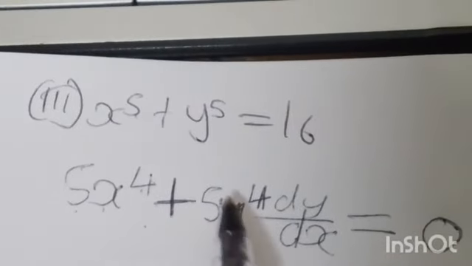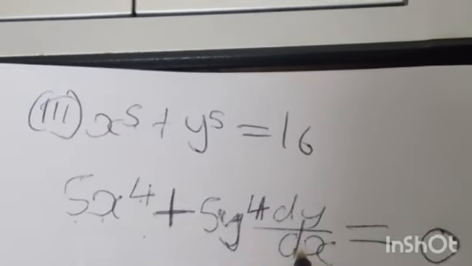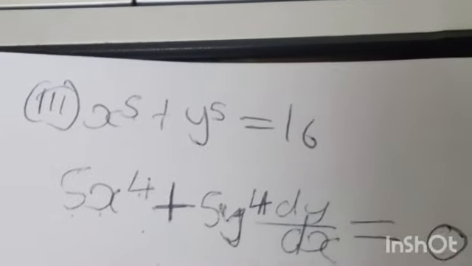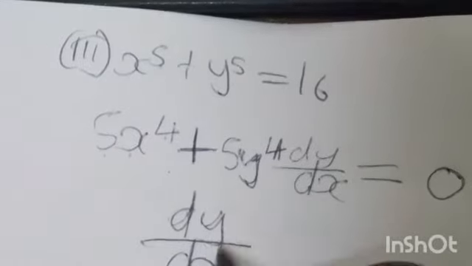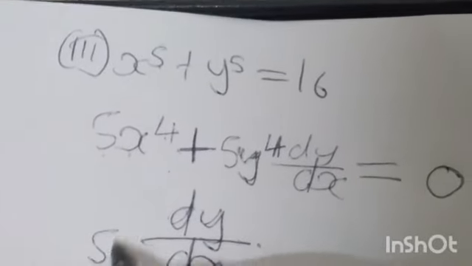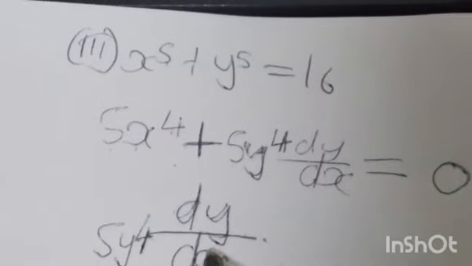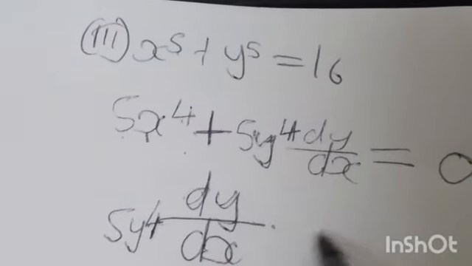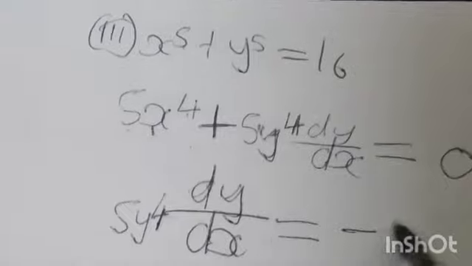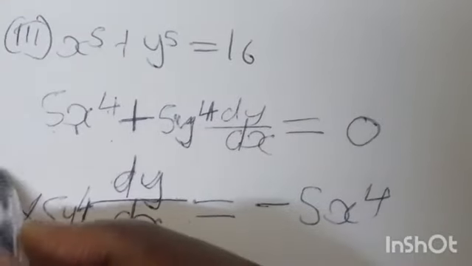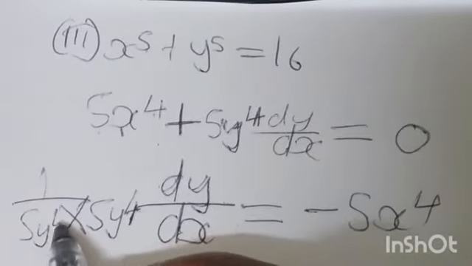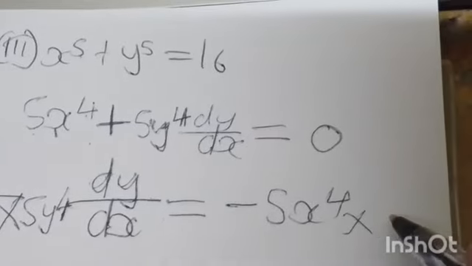Now our main goal is to make dy over dx the subject of the formula. So it will be 5y to the power 4 dy over dx is equal to, so this part will cross the equal sign, to be negative 5x to the power 4. For us to remain with only dy over dx here, we'll simply multiply by 1 over 5y to the power 4 on both sides of the equation.